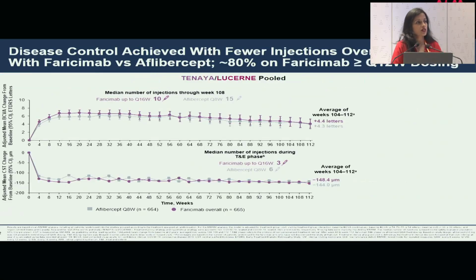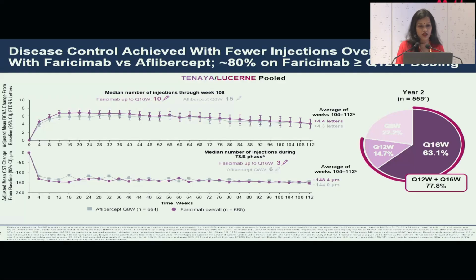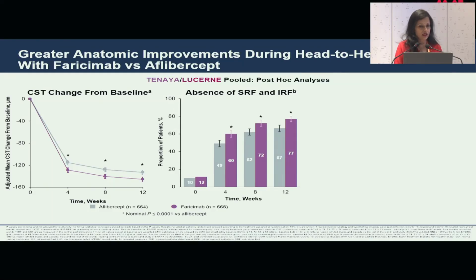Now, over 2 years, we saw that patients in the faricimab arm achieved disease control with fewer injections compared to aflibercept 8-weekly. And more than 80% of patients on faricimab achieved 12-weekly dosing at the end of the second year. And I think more than 63% lasted for up to 16 weeks, which is very important as far as durability of the molecule goes and when affordability is a challenge. These numbers are also important when we are comparing it along with the real world data.